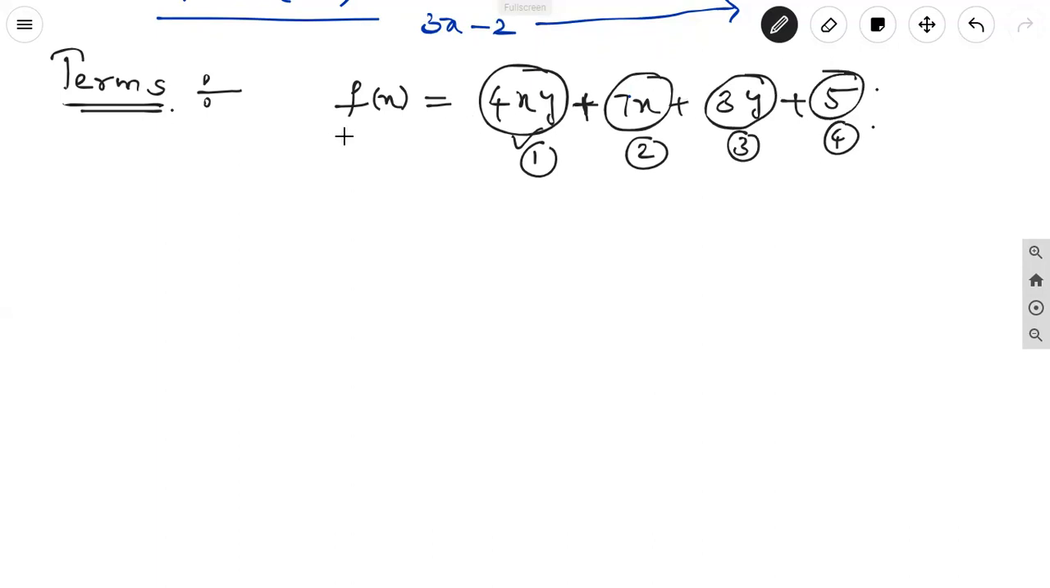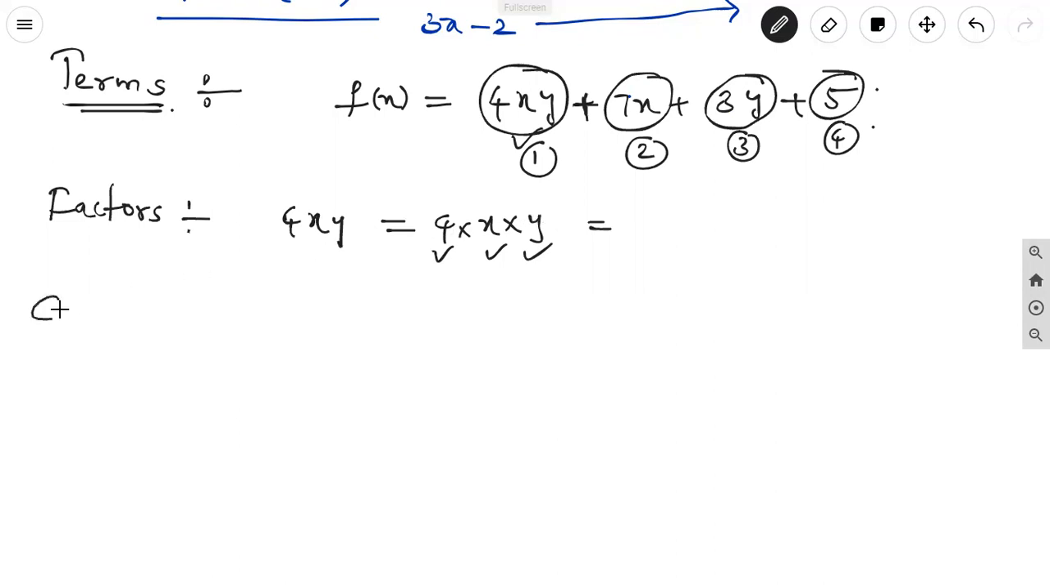Suppose in this, the factors. Factors means, suppose we take only the first term, 4xy. That is equal to, we can write it as 4 into x into y. Here 4, x, y are the factors of that term.